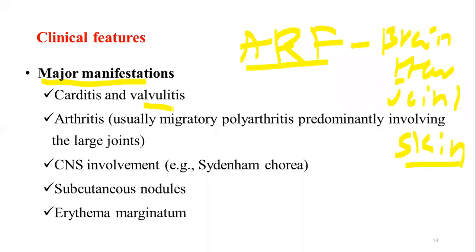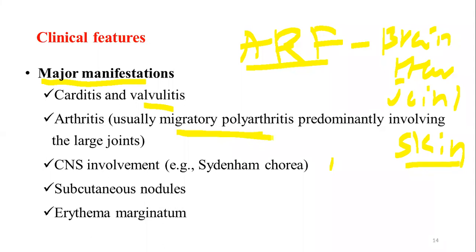Arthritis, so mostly the arthritis are usually migratory in nature, but predominantly involving the large joints. That means if it involves the knee joints today, on the next day that pain will resolve and it goes to maybe the hip joint or other joints. That is why it is known as migratory polyarthritis.